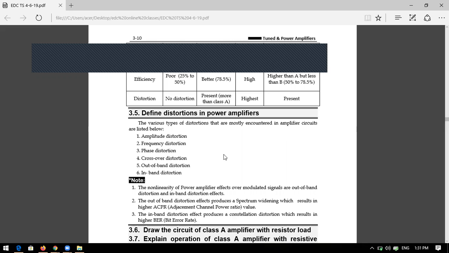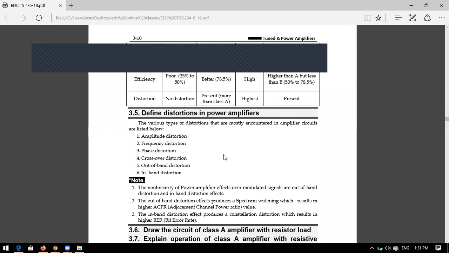If you see what distortion means, we already discussed that the output shape is different from your input shape. Then you can call it a distortion. If the distortion is present in the amplitude, the voltage levels, the signal strength, then you can call it amplitude distortion. So if distortion is present in the output of the power amplifier amplitude-wise, it is called amplitude distortion.